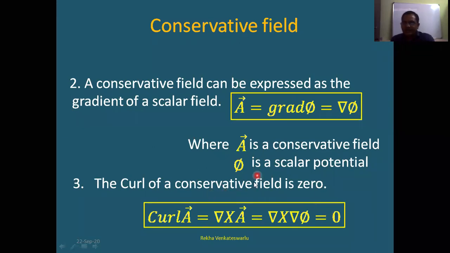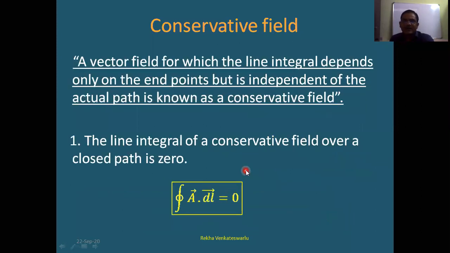So there are three fundamental properties. The first one: a vector field is said to be the conservative field when the line integral of that vector field depends only on the endpoints and is independent of the actual path followed. This is the first characteristic.